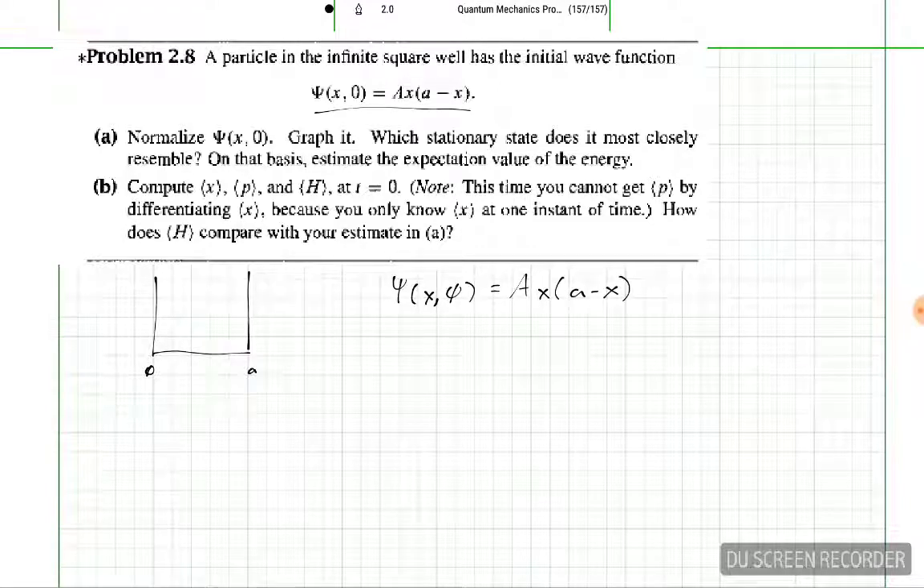We can quickly sketch out a graph of that. So when x equals 0, everything's going to be 0. When x equals a, it's going to be 0 as well, because what's inside the parentheses is going to be 0. And as you can see, if we quickly parse that out, what we get is a parabola.